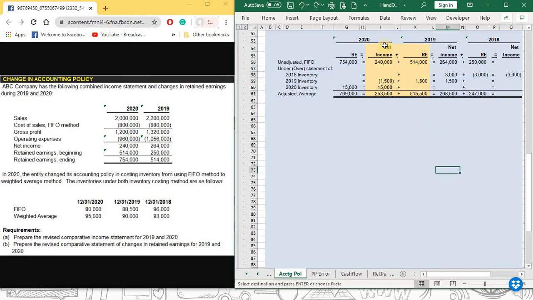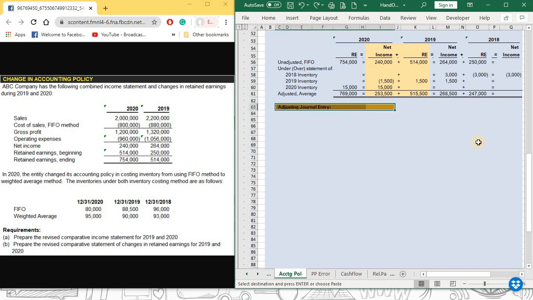Again, this column pertains to the adjustment of the 2020 net income using the nominal accounts. However, for this column, retained earnings, we are going to adjust the retained earnings in order to convert the net income in 2019 and 2018 to weighted average method. So let us start now the adjusting journal entries. So first is the 1,500 inventory in 2019, which is an understatement.